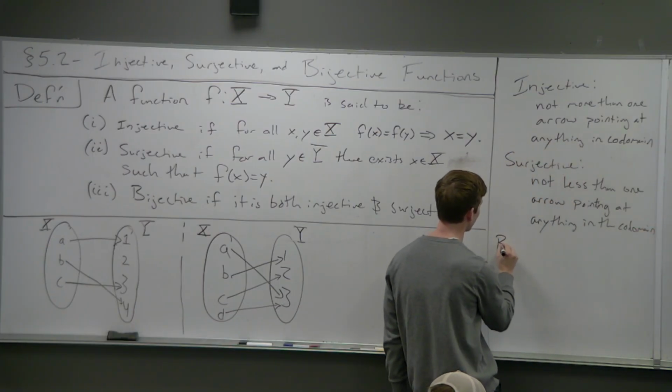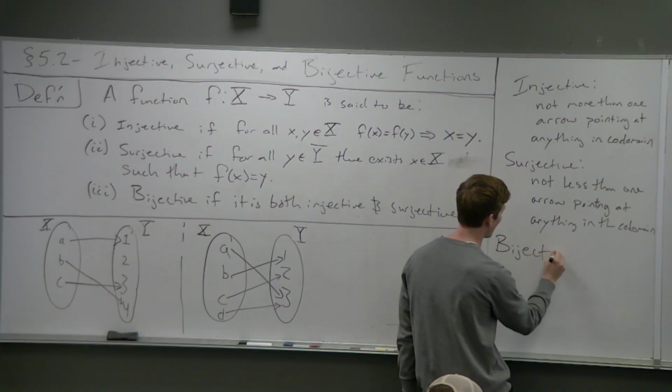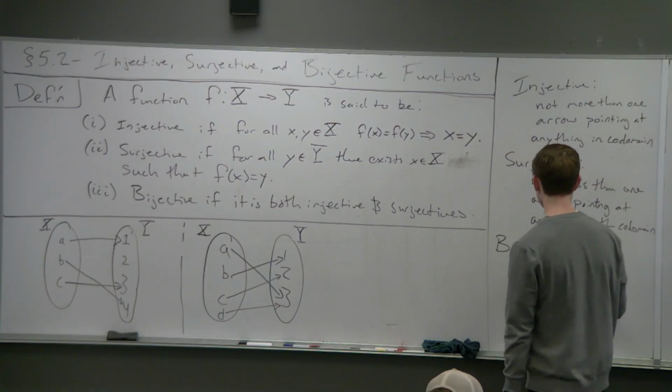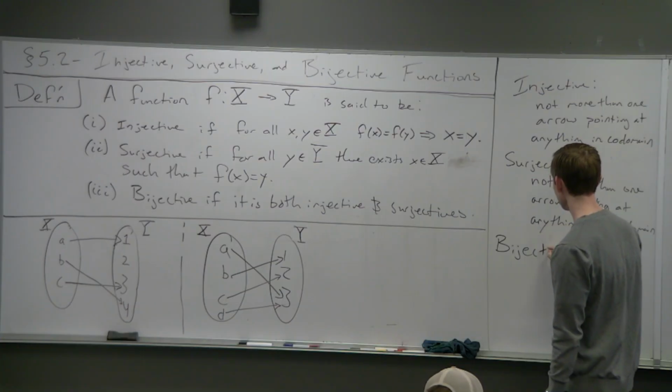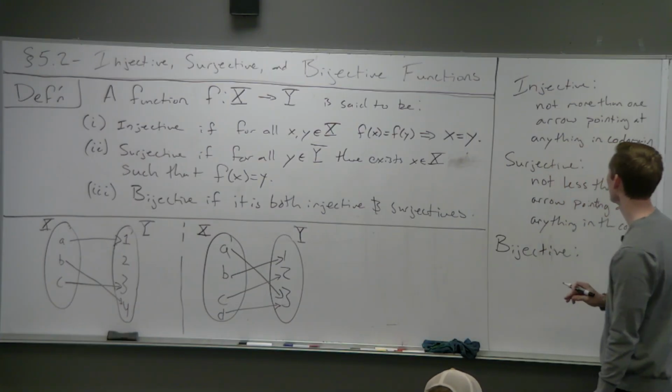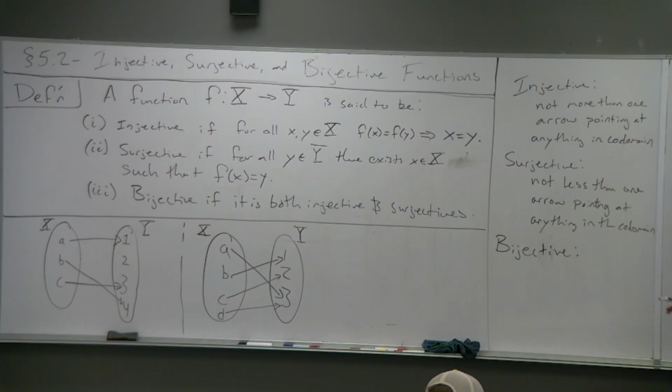And then, of course, if you have not more and not less, bijective: not more than one and not less than one. How many do you have? Exactly one.